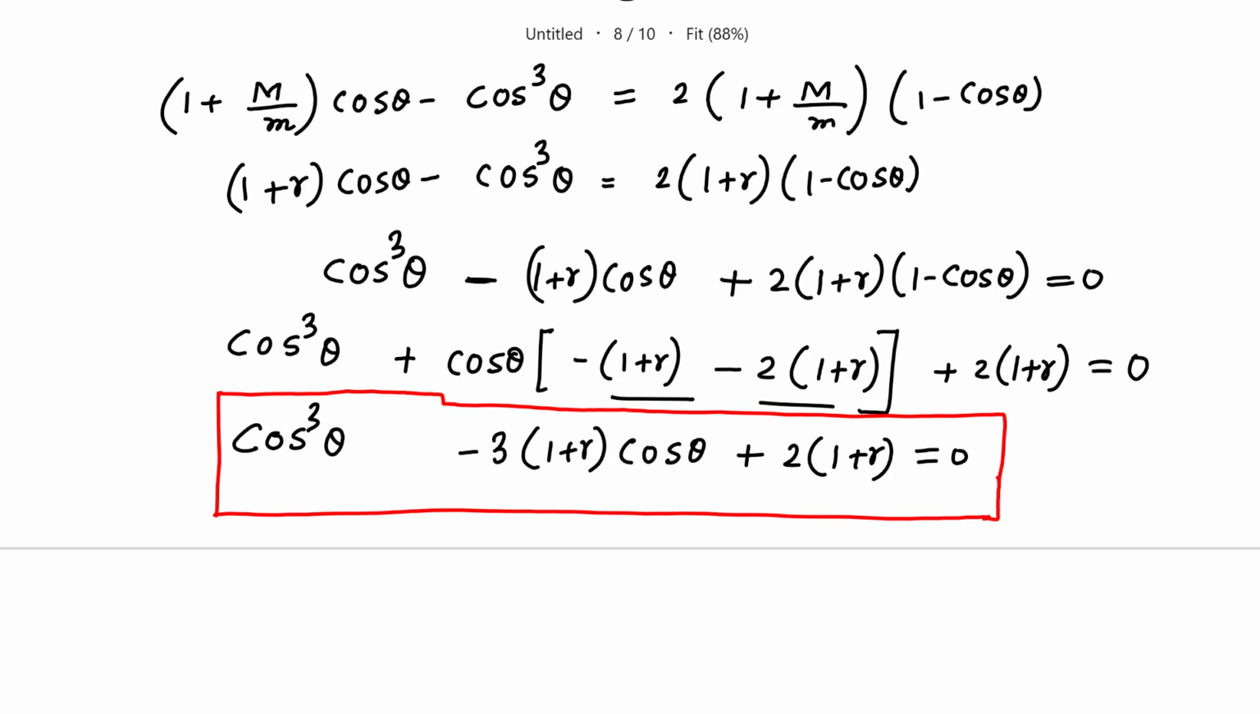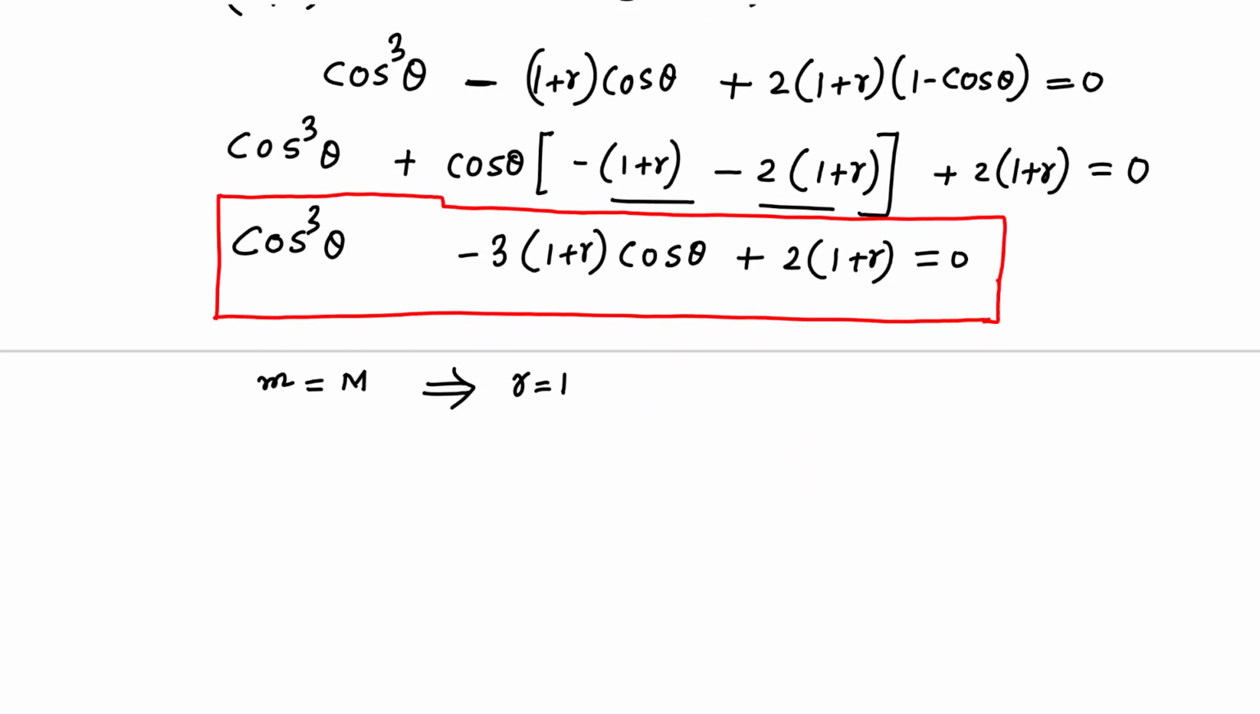Now in a special case, when a small m is equal to capital M, in that case r is equal to 1. So if r is equal to 1, this equation becomes cos cubed theta minus 3 into 2, 6 cos theta plus 4 equals 0. Now we have to find the solution for this. You see, 2 is a trivial solution. So 2 cubed is 8, and 6 into 2 is 12, and plus 4. So 8 plus 4 is 12, minus 12 equals 0. So cos theta equals 2 is a solution.